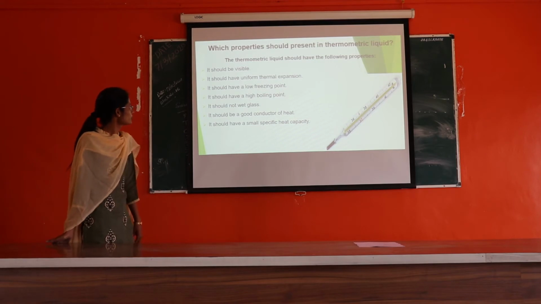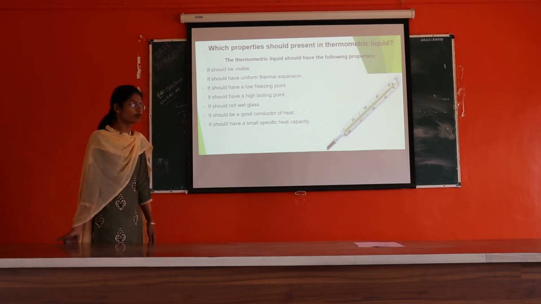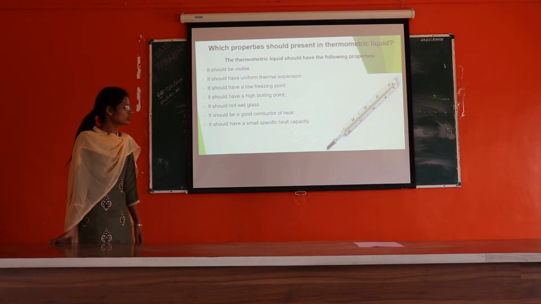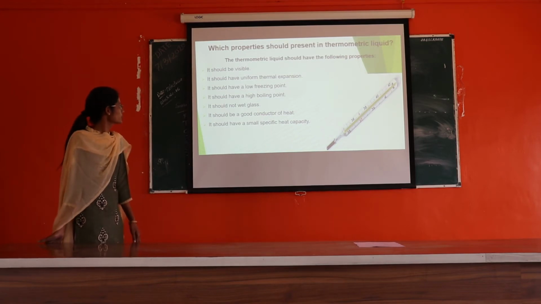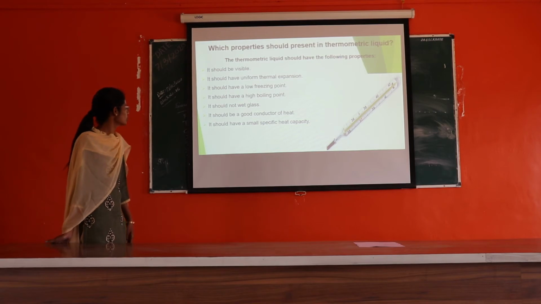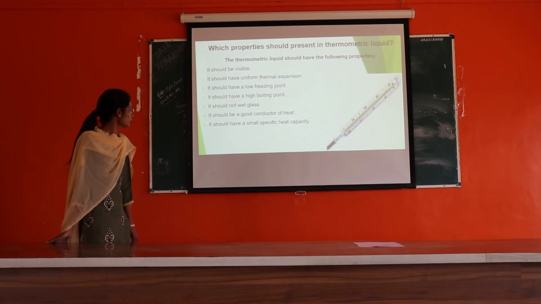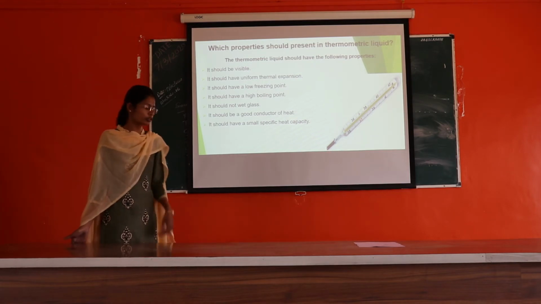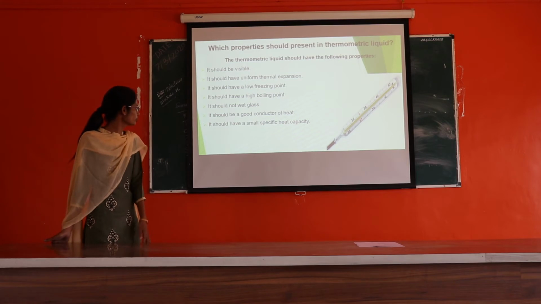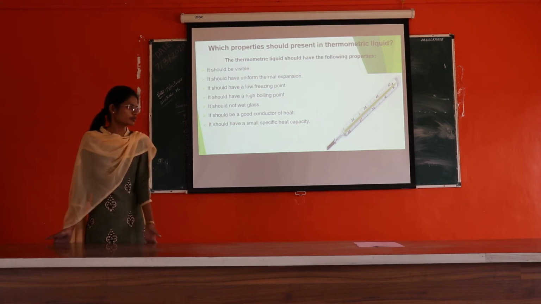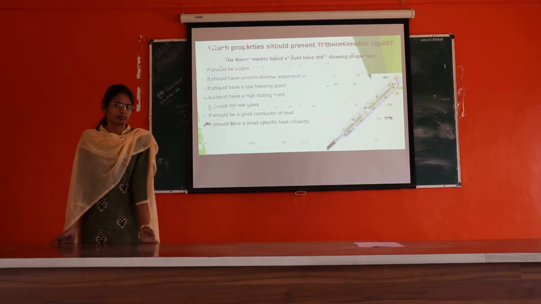Next, which properties should present in thermometric liquid? The thermometric liquid should have the following properties. It should be visible. Next, it should have uniform thermal expansion. It should have low freezing point, high boiling point, and it should not wet glass. It should be good conductor of heat, and it has small specific heat capacity.